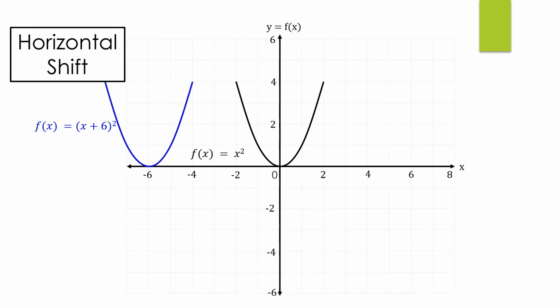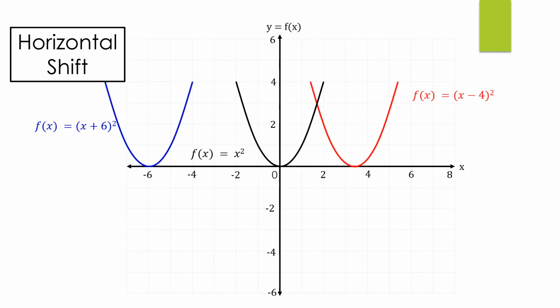Now, it seems counterintuitive because it's x plus 6 in the bracket, but imagine that you equated that bracket x plus 6 to 0. If you rearrange it, you're going to get x equals negative 6, so it makes sense that our point is going to move to negative 6, 0. And you can see that our negative 1, 1 has moved to negative 7, 1. And you can see that our 1, 1 has moved to negative 5, 1. So our y coordinates have not changed, it's only our x coordinates that have changed.